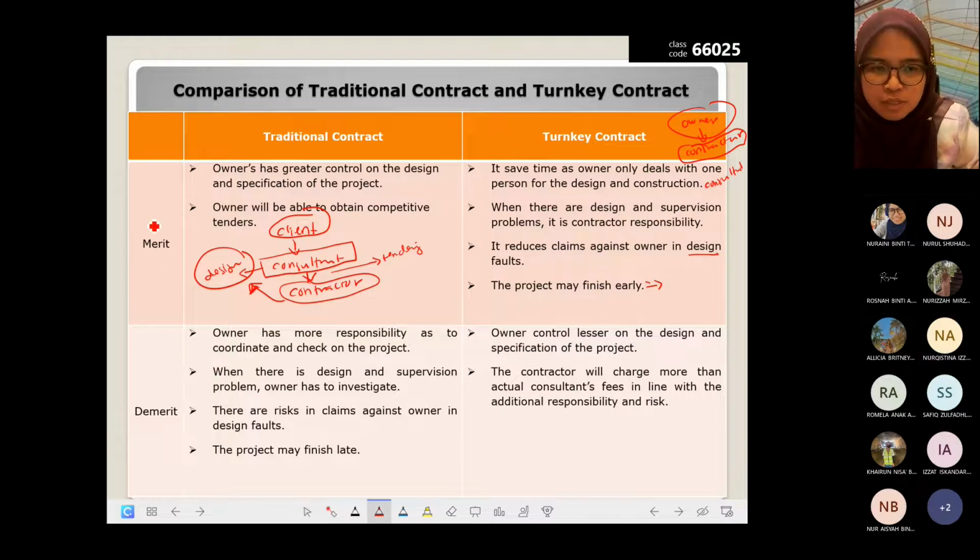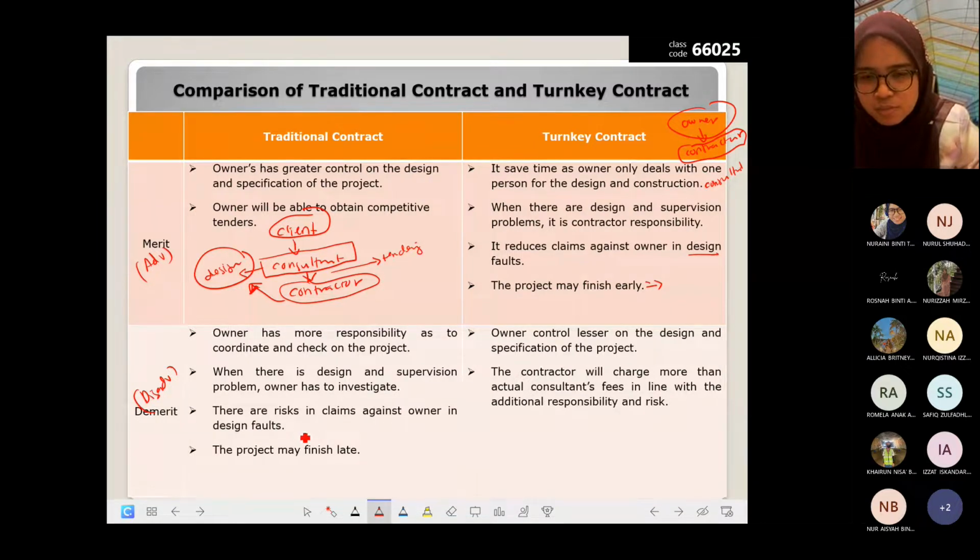Merit is advantageous and demerit is disadvantageous lah. Untuk traditional contract, owner has more responsibility as to coordinate and check on the project. When there is design and supervision problem, owner has to investigate. Inilah dia kena tengok siapa punya masalah tu, from who. Then there are risks in claim against owner in design fault.